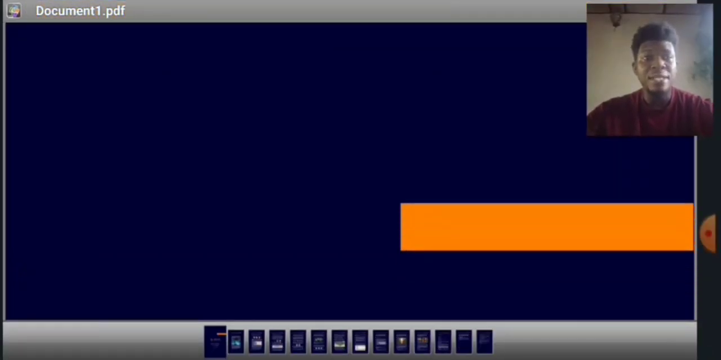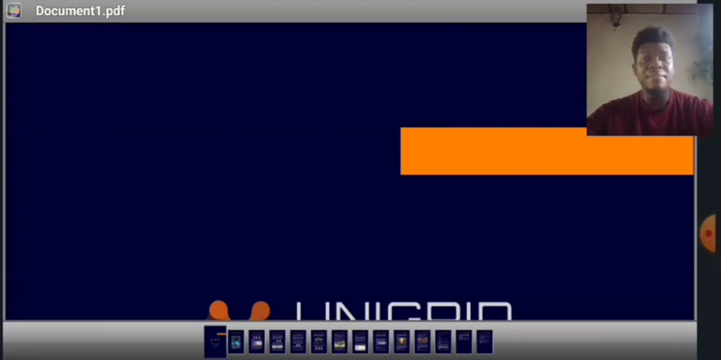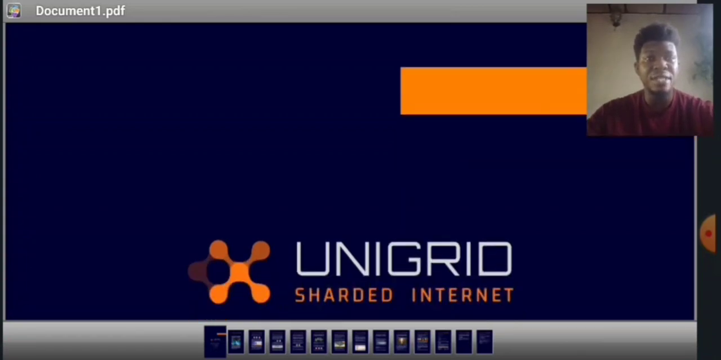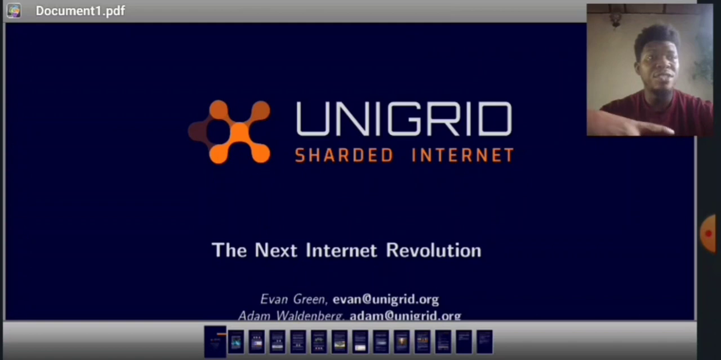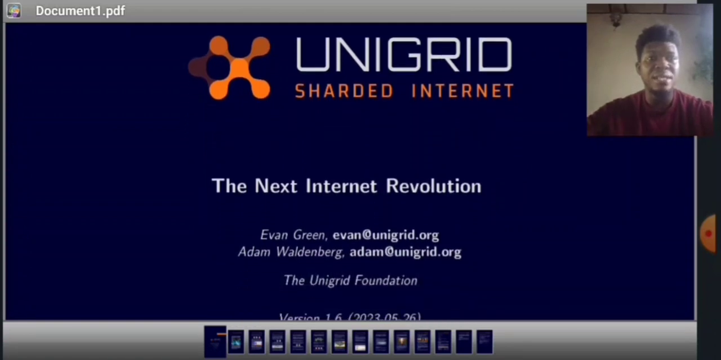So I just downloaded it. The orange paper gives a simplified overview, not as complex as the white paper, so the orange paper makes it quite easier for you to understand Unigrade. This is the orange paper. We'll just do a crash course on what the orange paper is.